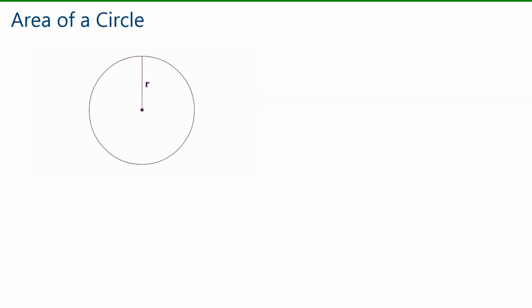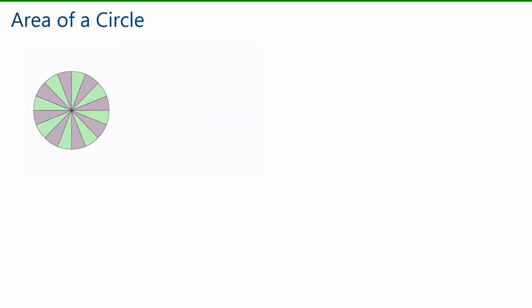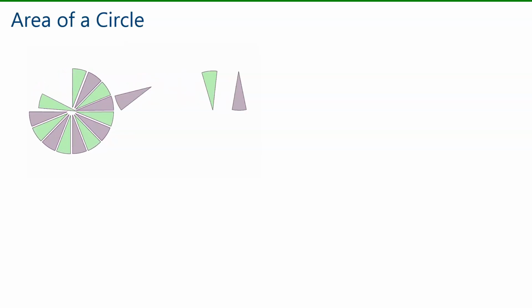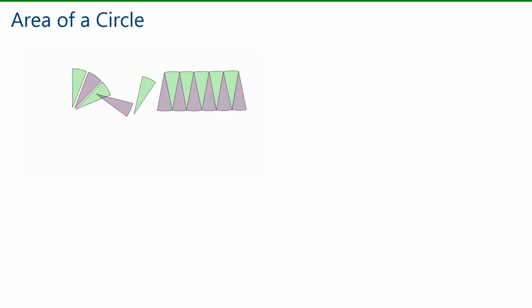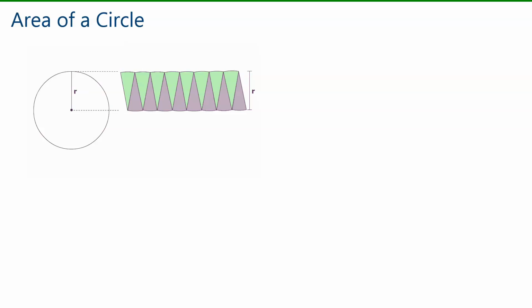In this circle with a radius of r, I'm going to break this apart into smaller segments. And then these segments will be separated to be rearranged into this shape here, which resembles a parallelogram. So we know area of a parallelogram is base times height. So comparing that to the original circle, I see that the height is the radius, r. Now what about the base?